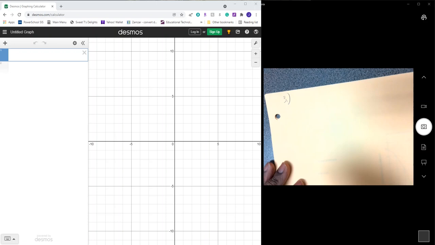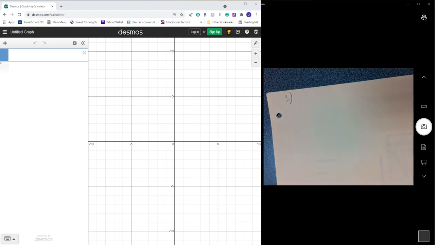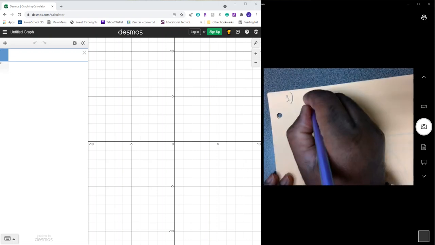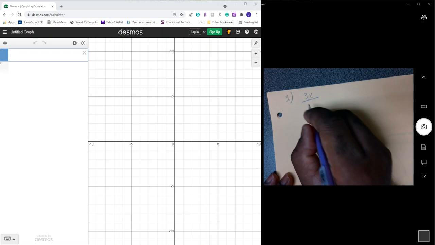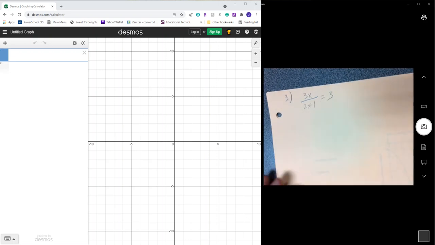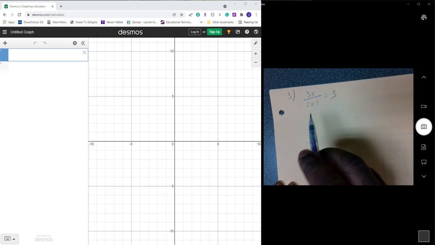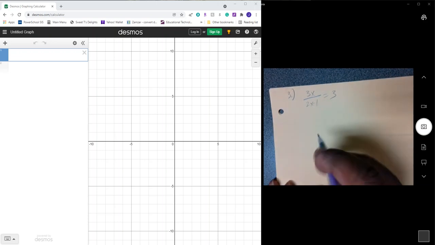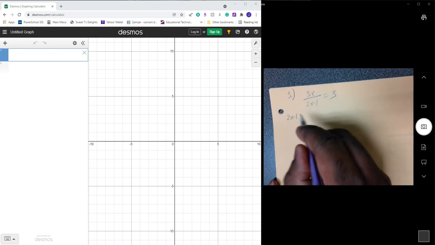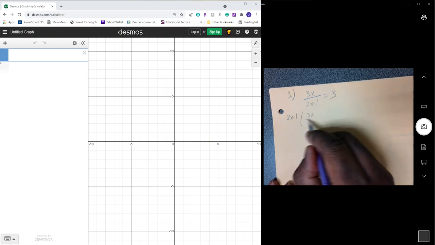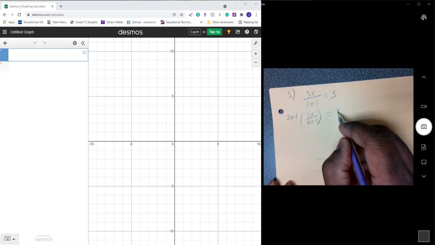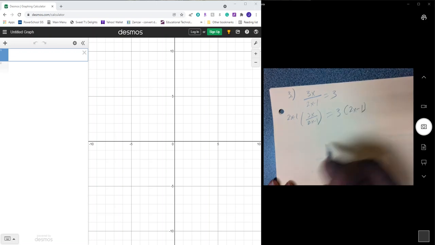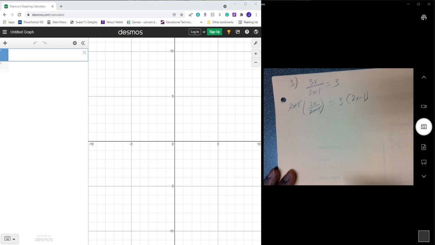So starting here with problem number 3, it says solve the following equations algebraically and check your results by graphing. So we have 3x all over 2x minus 1 equal 3. Now, what we want to do here is make sure that we get x by itself. So first we need to get rid of this denominator by multiplying each side by 2x minus 1. Okay, these 2x minus 1s will simplify out.